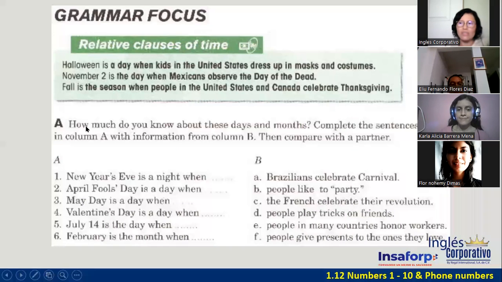So let's continue. It says, how much do you know about these days and months? Complete the sentences in column A with information from column B, then compare with a partner, okay? I'll give you a couple of minutes for you to read. Léala y ya la resolvemos. Para mientras la voy a contestar a uno de ustedes que me está escribiendo.